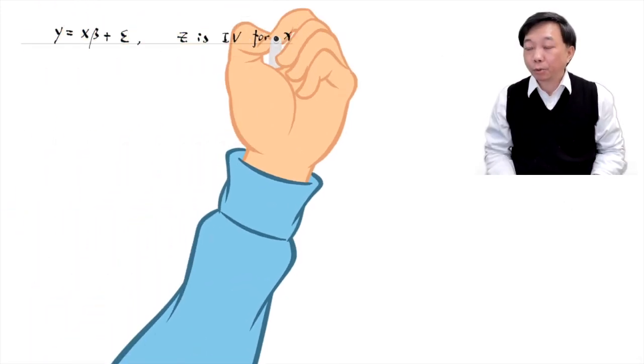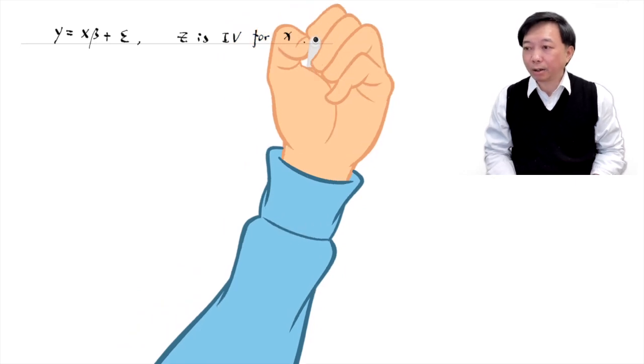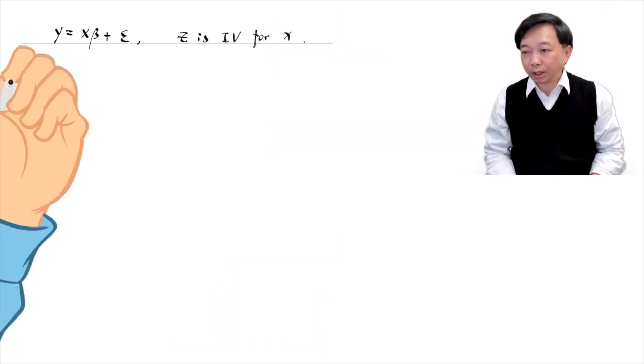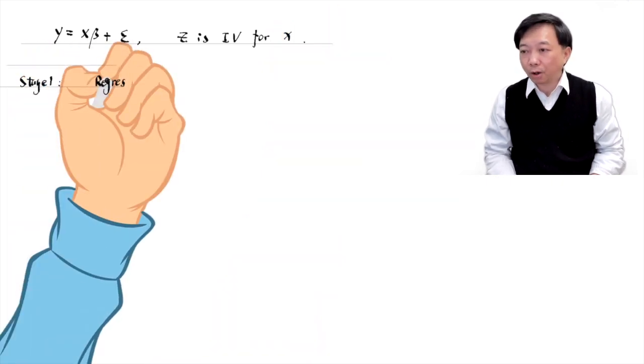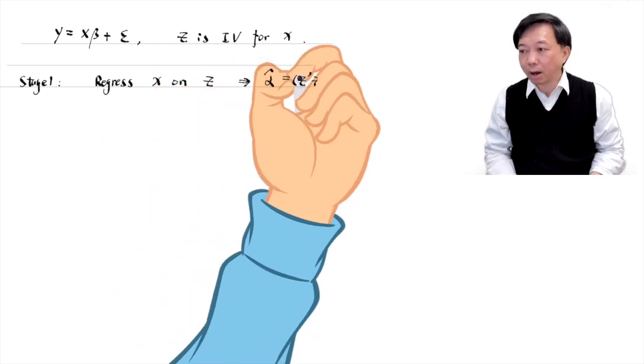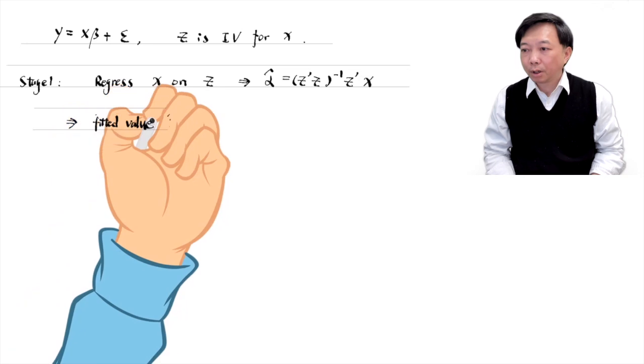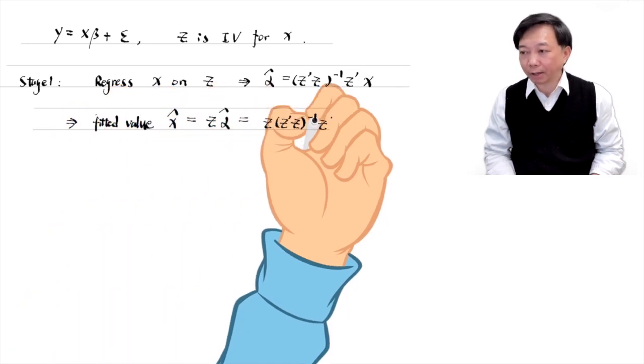Suppose the regression model is y equals x multiplied by beta plus epsilon. X is the endogenous variable and z is the instrumental variable for x. All are in matrix form. In the first stage, we regress x on z and write the OLS estimator alpha hat. We obtain the fit value x hat.